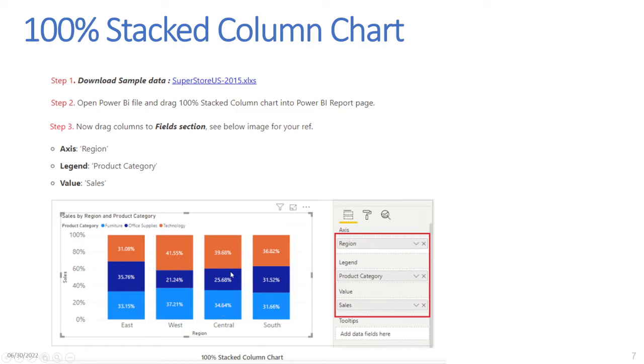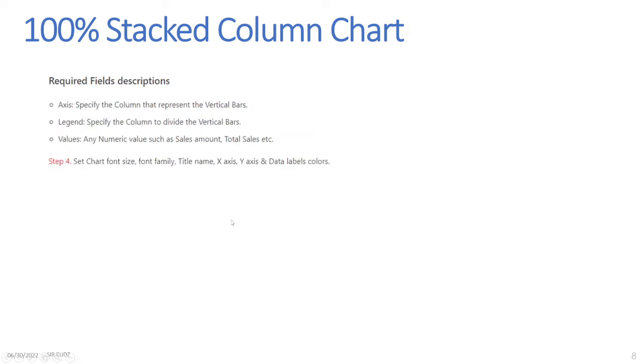So we have here now the result. You notice that all of these have the same height, that is actually 100%. Required field description. Axis, specify the column that represents the vertical bars. Legend, specify the column to divide the vertical bars. Values, any numeric value such as sales amount, total sales, etc.